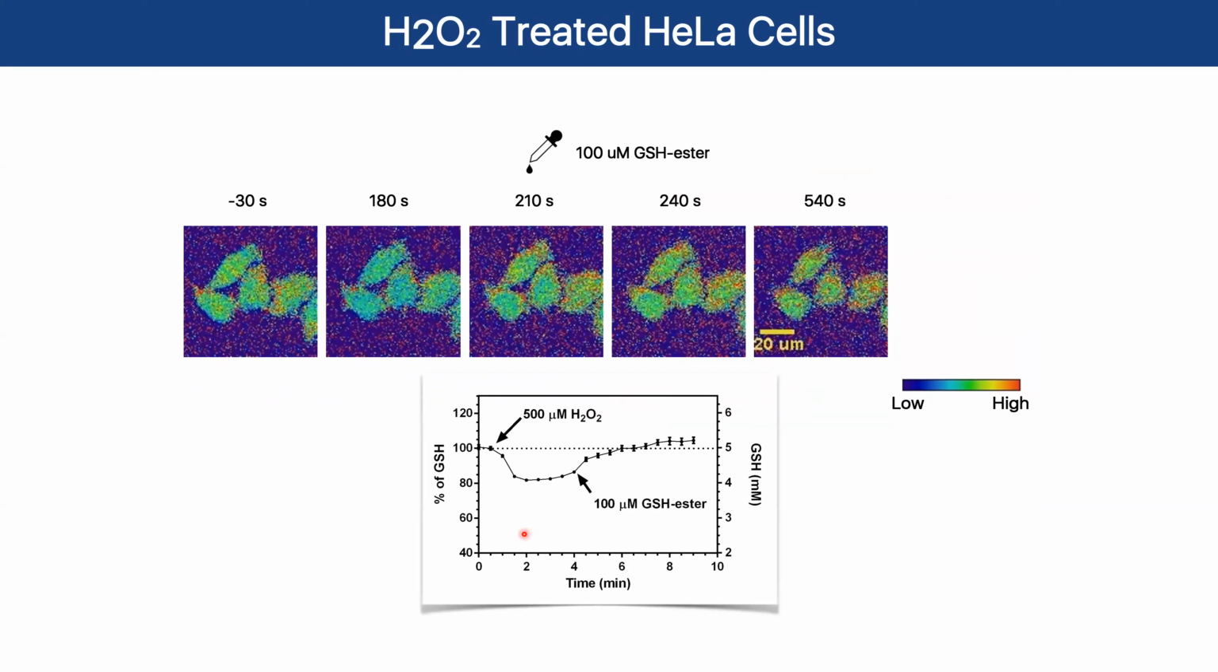This is one of the experiments we did in HeLa cells. You can see it initially started at 5 millimolar concentration. With H2O2 treatment, which triggers some artificial oxidative stress, the GSH dropped to about 4 millimolar, and then later it came back to about 5 millimolar.